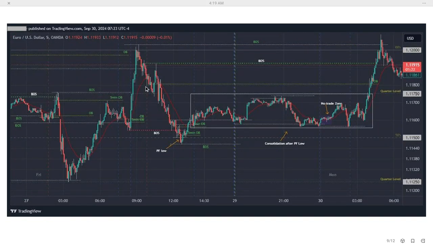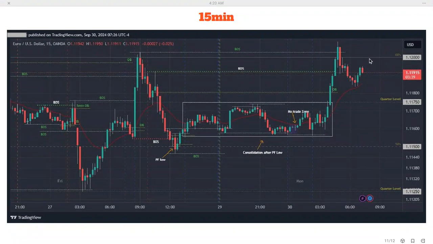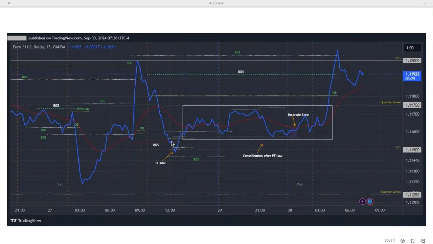Now, this is a wider view of the 5 minute time frame. In the previous videos, I did mention consolidations after a peak formation low. And this is actually one of those scenarios. We have a peak formation low here, price consolidates and breaks out of this area. This is the line chart just to give a clearer view of things. Now this is the 15-minute time frame, and this is the line chart on the 15-minute time frame.